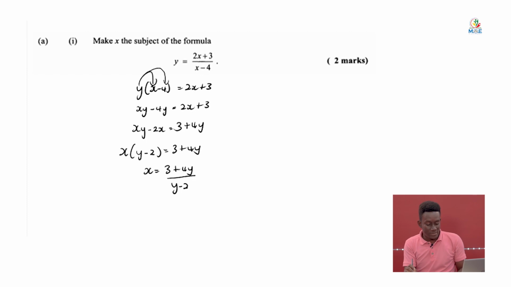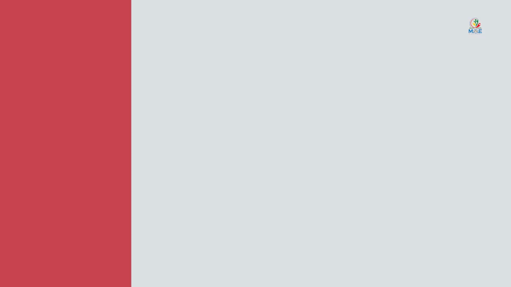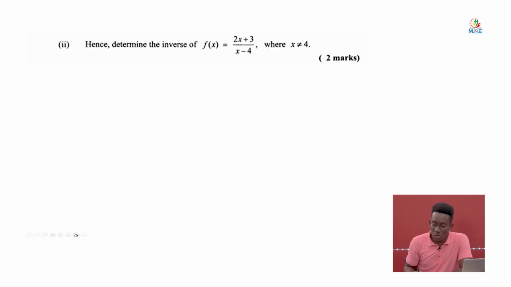2 nice and easy marks. Next one says, hence, determine the inverse of f of x is equal to 2x plus 3, all divided by x minus 4, where x is not equal to 4. So they want us to determine the inverse of f of x.